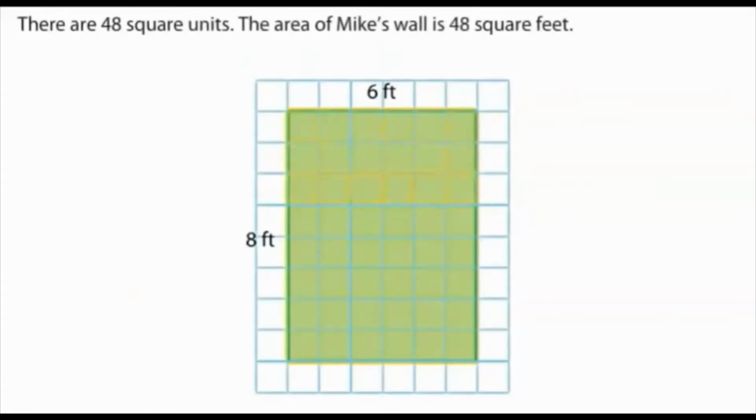There are 48 square units. The area of Mike's wall is 48 square feet.